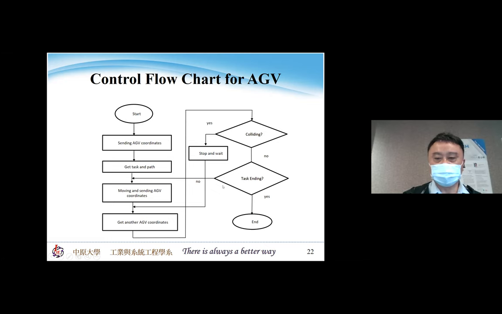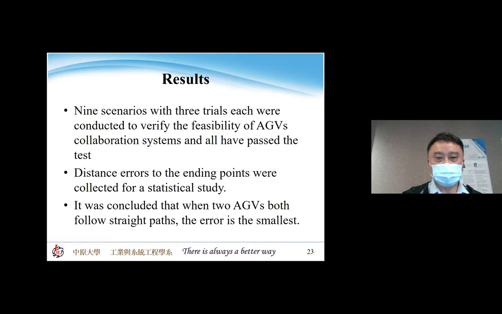All right. As I say, it's 9 scenarios, and for each scenario, we have 3 tries. All works, okay? All have passed the test. We also measure the errors, like from the ending point to the target point. Then we do some statistical study, but I didn't show you the statistical study here, but we can conclude that these 2 AGVs work and won't collide with each other.